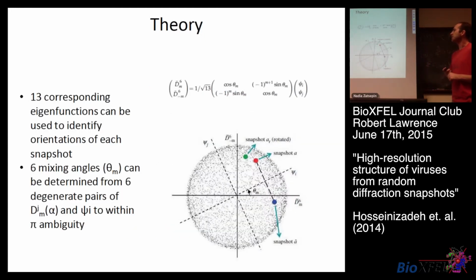And so then the next thing that they do is take those eigenfunctions and map them here on the coordinates from what I previously showed in the other slide. And this is used to identify the mixing angle. So 6 different mixing angles can be determined from the 6 degenerate pairs of the eigenfunctions and the other function that I mentioned.